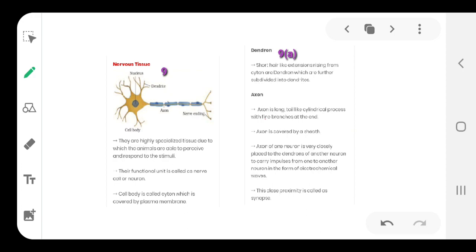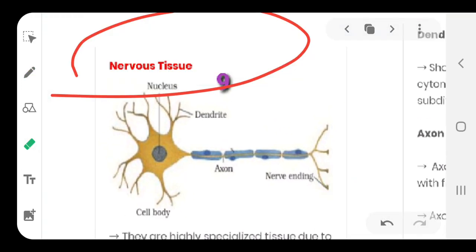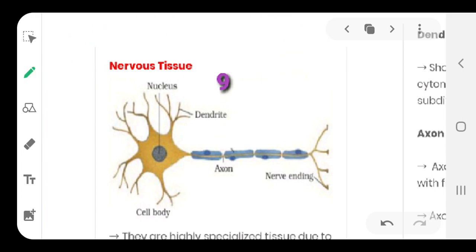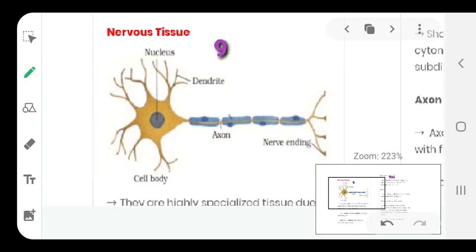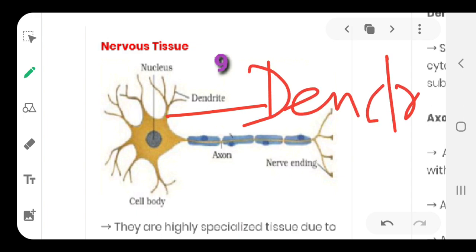Now comes one of the last tissues in the animal tissue system, and the most important, called the neuron or the nervous system. In the case of nervous tissue, make sure you copy this diagram from your textbook and label it properly. As you can see, we have done these names in the other classes also. These are dendrites, and you can see they originate from the base, which has a slight thickness, called dendron. Dendron is the origin from where the dendrites arise.